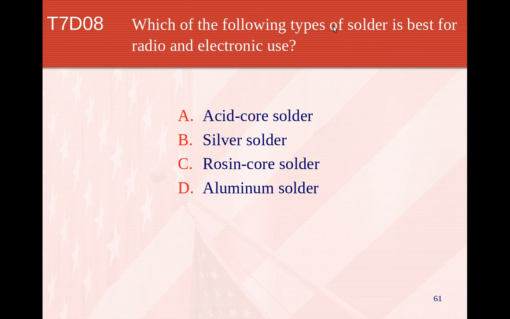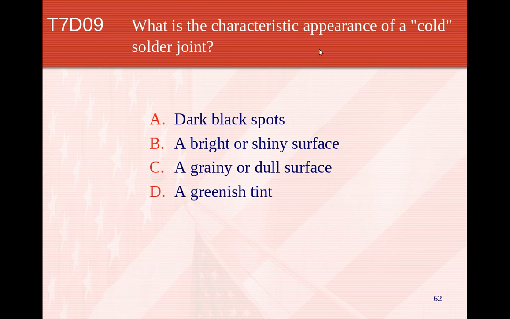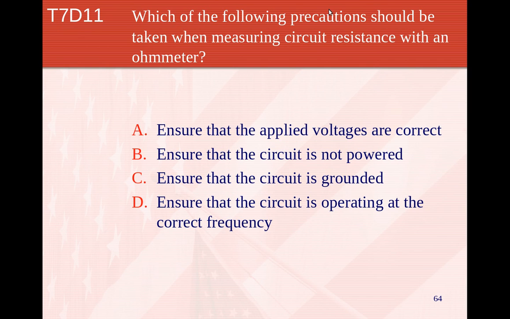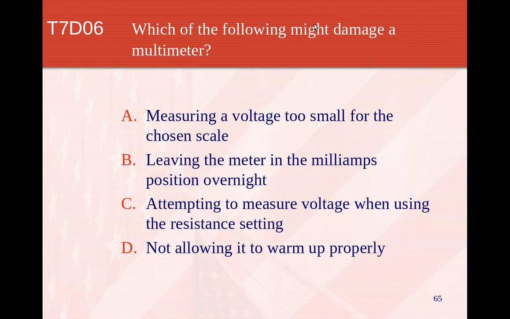Which of the following types of solder is best used for radio and electronics use? Rosin core. What is the characteristic appearance of a cold solder joint? It's grainy or dull surfaces. Which of the following measurements are commonly made using a multimeter? Voltage and resistance. Which of the following precautions should be taken when measuring circuit resistance with an ohmmeter? You want to ensure that the circuit is not powered. Which of the following might damage your multimeter? Attempting to measure voltages when using the resistance setting.